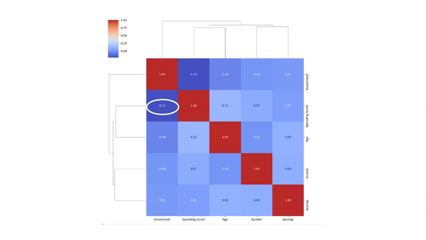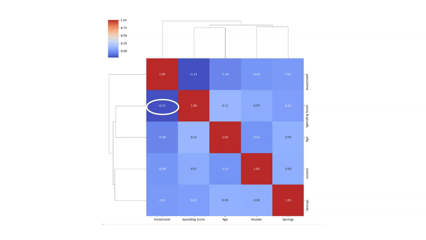Investment and spending score have a negative correlation of -0.21, implying that as investment increases, the spending score tends to decrease or vice versa. The rest don't have any relationship as indicated by correlation coefficient closer to 0. Even the value of -0.21 is closer to 0. None of the variables have a correlation coefficient closer to 1, either in the positive range or negative range.